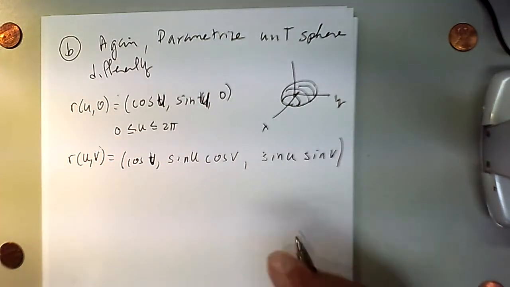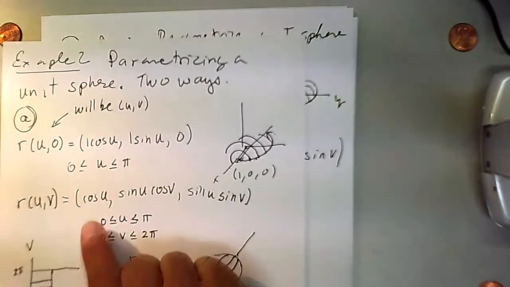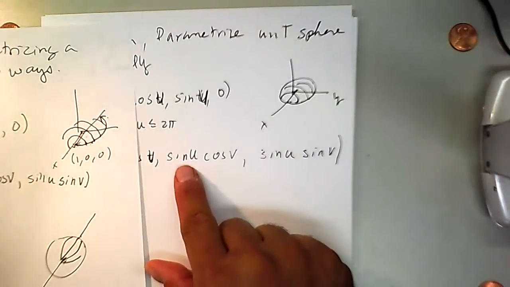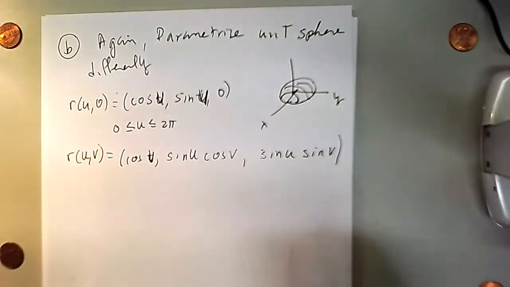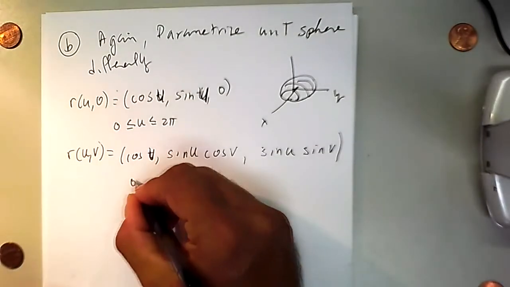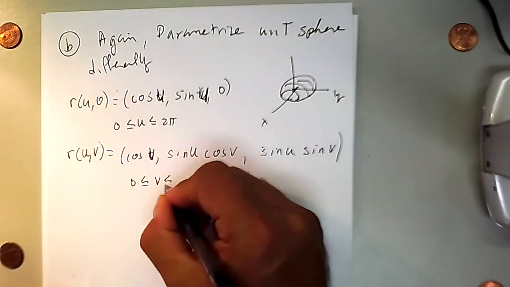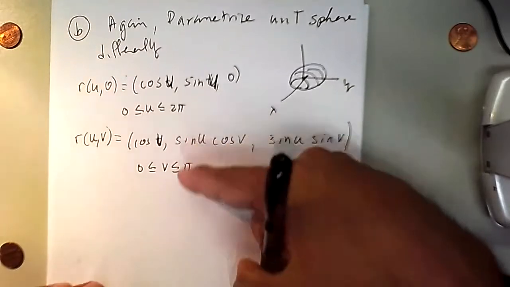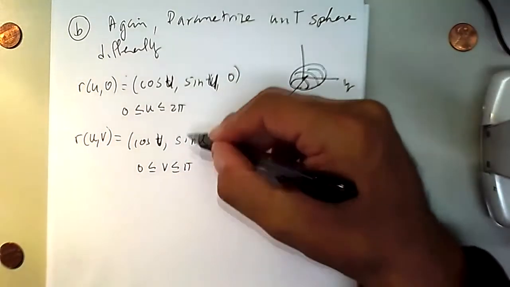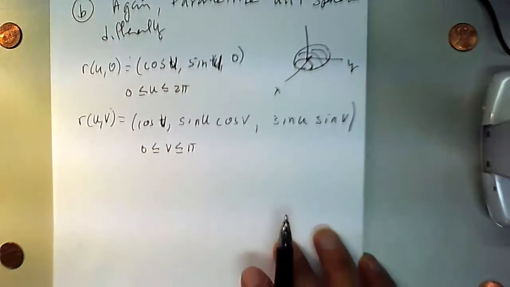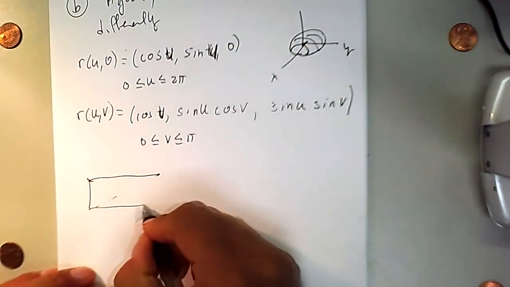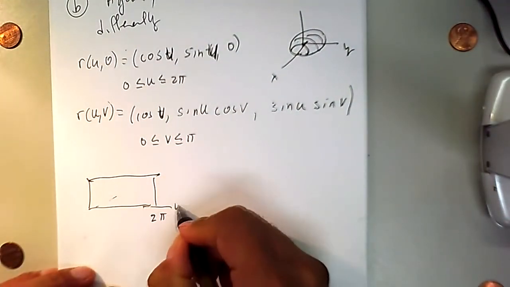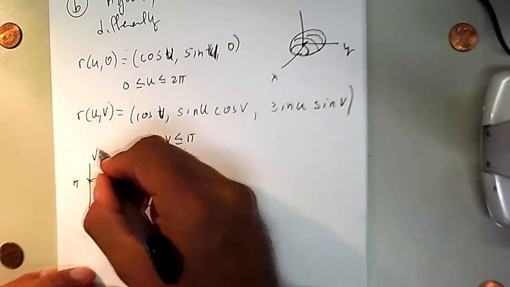And you're thinking, wait a minute, didn't we just do that? Cosine u, sine u, cosine v. Yeah, that was exactly the same thing. The difference, though, is that now we go on the v's from 0 to pi, and that makes a gigantic difference. It's a huge, huge difference. So we're taking this rectangle now, 2 pi on the u's, pi on the v's.